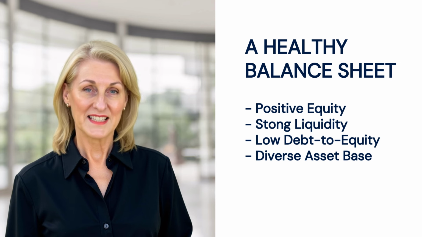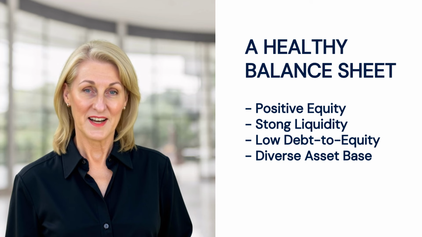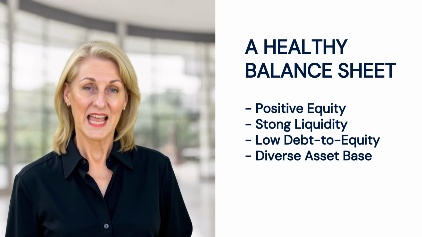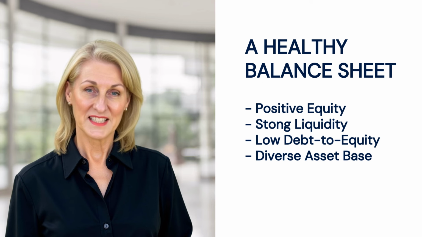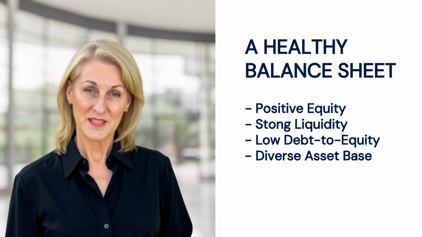3. Low debt to equity ratio. This ratio compares total liabilities to equity. A lower ratio indicates financial stability. For example, a business with $129,000 in liabilities and $151,000 in equity has a debt-to-equity ratio of 0.85, which is considered strong. Anything under 1 shows that the owners are providing the majority of the funding for the business.